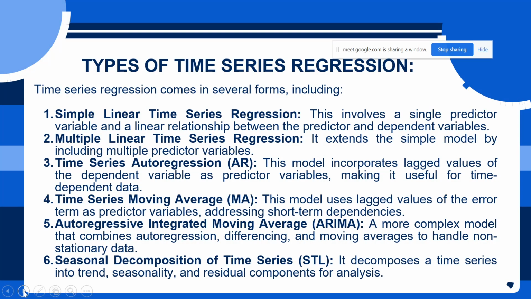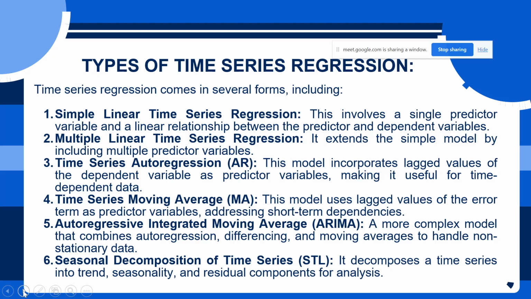The next topic will be the types of time series regression. Time series regression comes in several forms, including simple linear time series regression, multiple linear time series regression, time series autoregression, time series moving average, autoregressive integrated moving average, and seasonal decomposition of time series. First, we're talking about the simple linear time series.